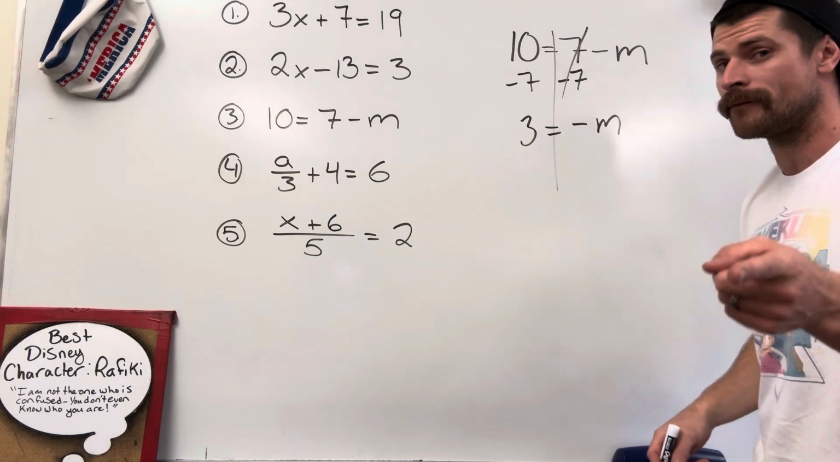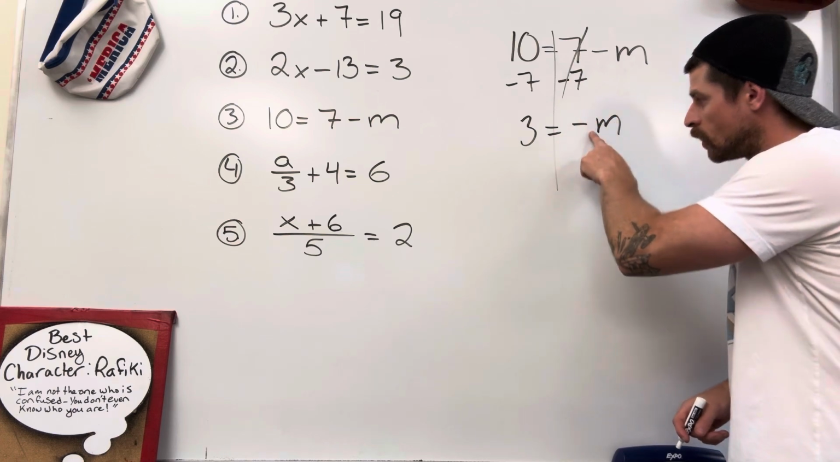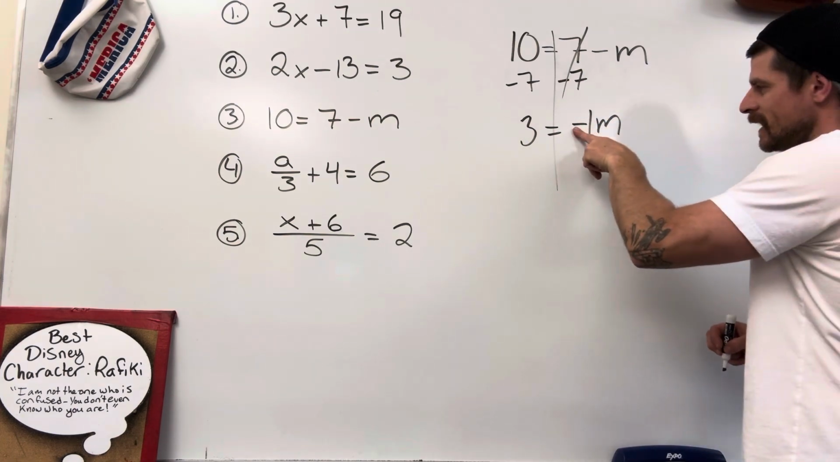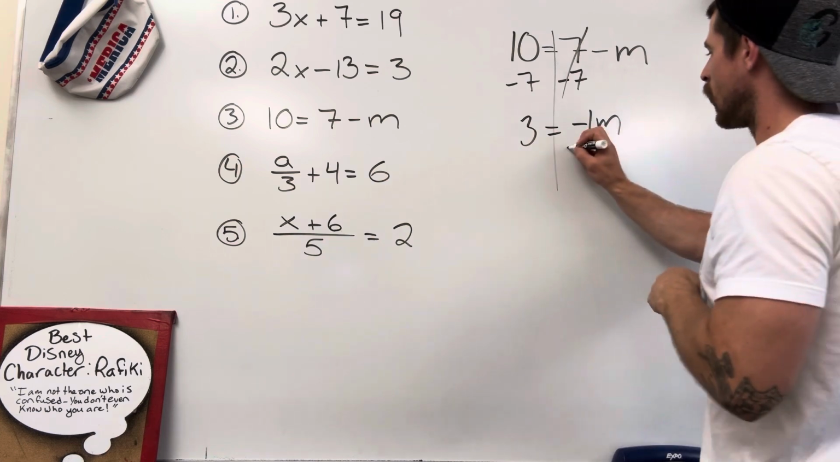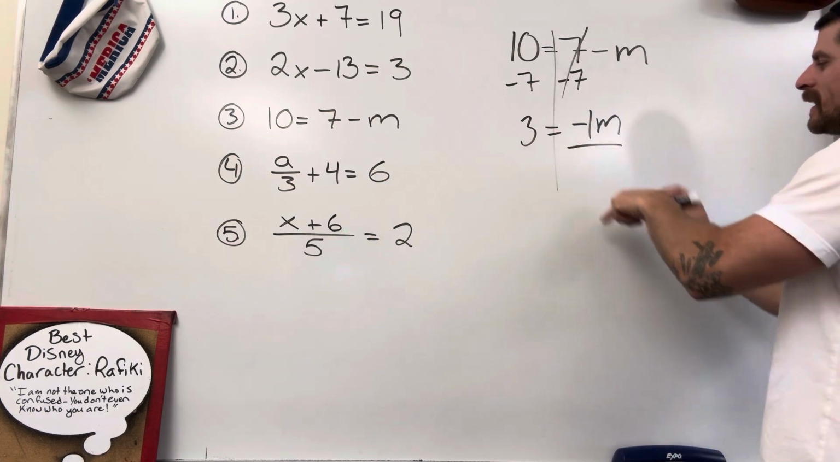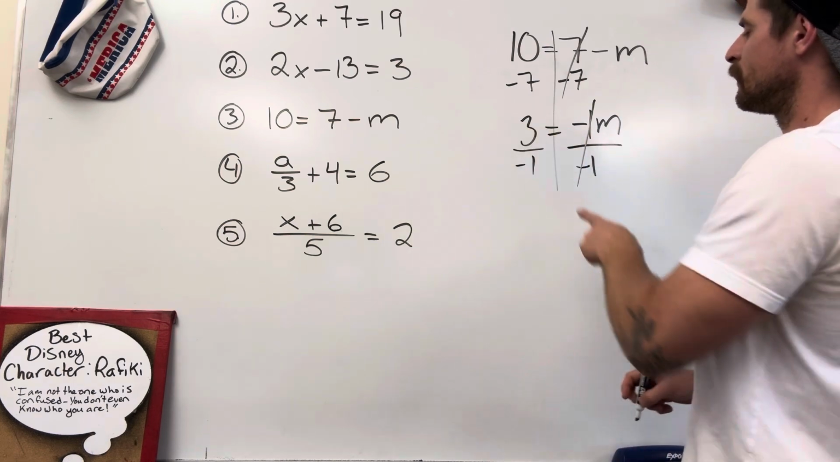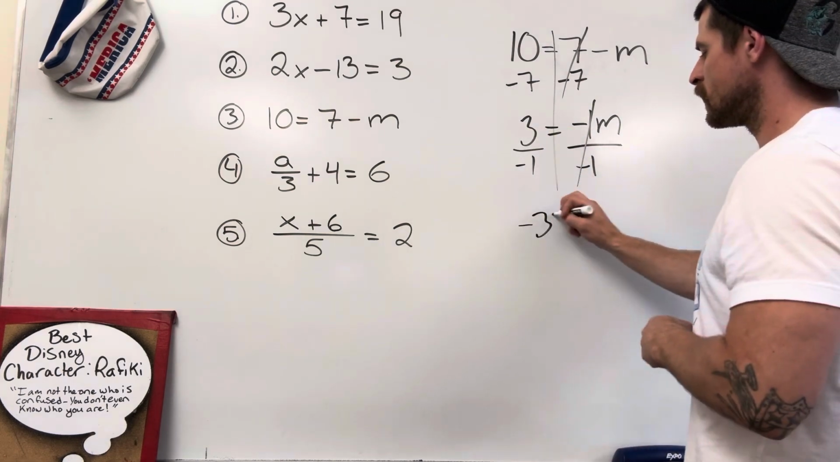It's a negative what value? There's a 1 right there. So if I put a 1 in, what do I have to divide by? This is negative 1 times m. So opposite times, we're going to divide by negative 1. Cancels. Do it to the other side. And if you get the value of negative 3, you're going to be correct.